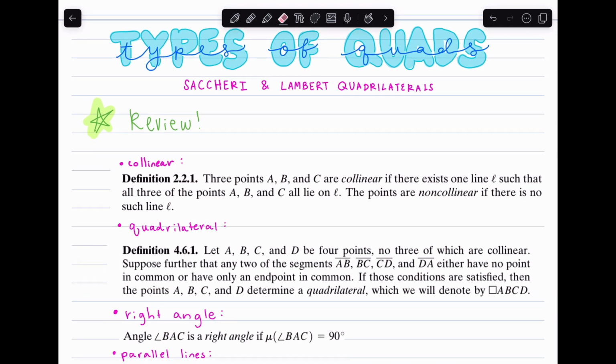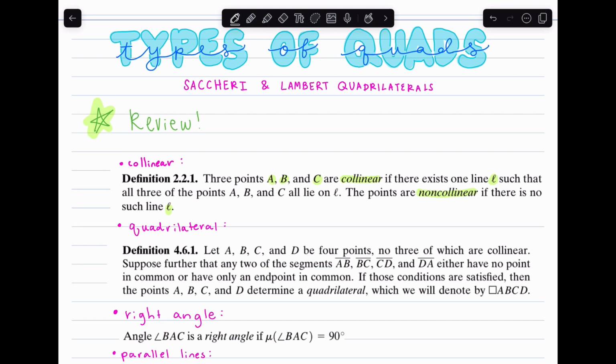Let's first look at the definition of collinear. 3 points A, B, and C are said to be collinear if there exists one line L such that all 3 of the points A, B, and C all lie on L. The points are non-collinear if there is no such line L.